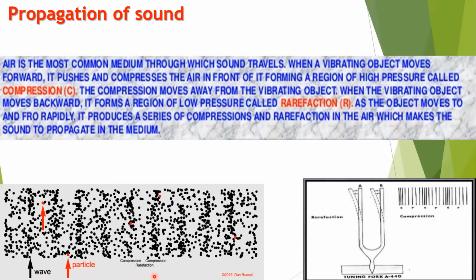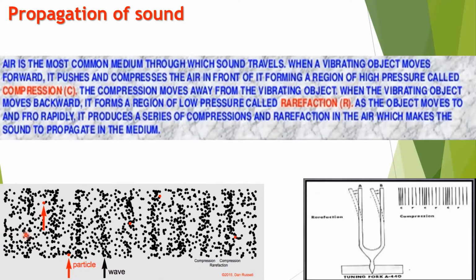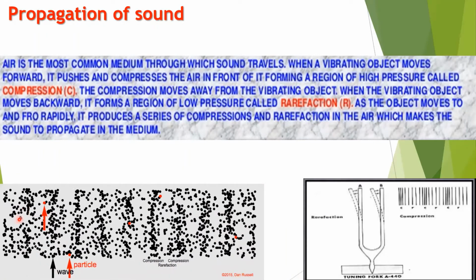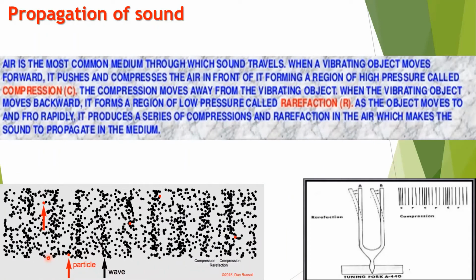When the vibrating object moves backward, it forms a region of low pressure called rarefaction. Here you can see that the object moves backward. What happens? It forms a region of low pressure, which is called rarefaction.